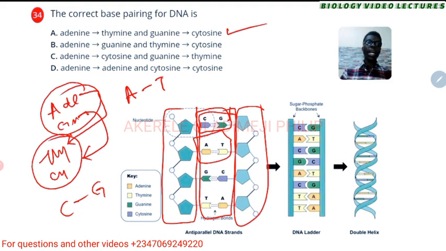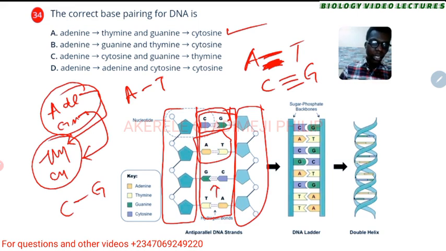Now there's something I want to add here. Always remember that between A and T, you have only 2 hydrogen bonds, while between C and G, you have 3 hydrogen bonds that hold them together. All right, you can actually see that here. These are 3. This is just 2 there.